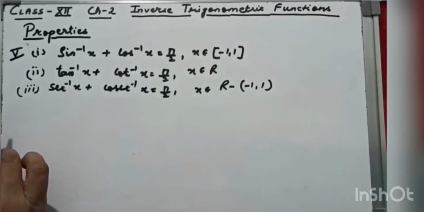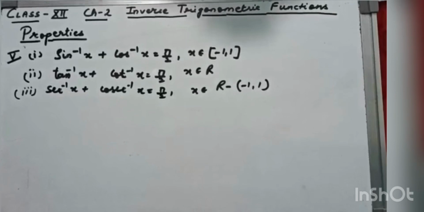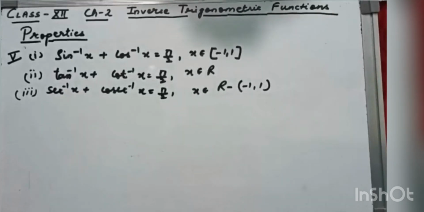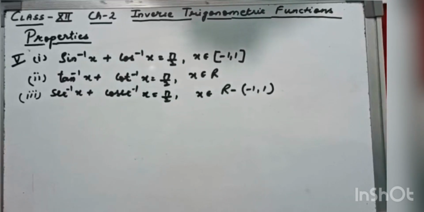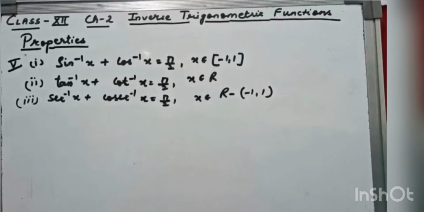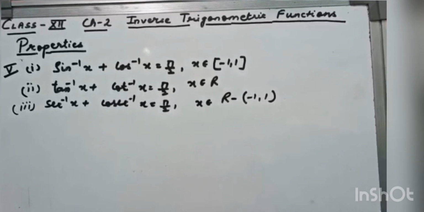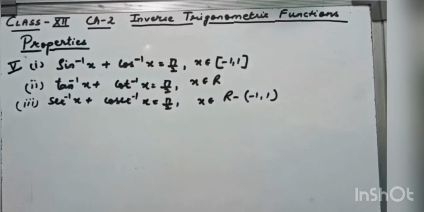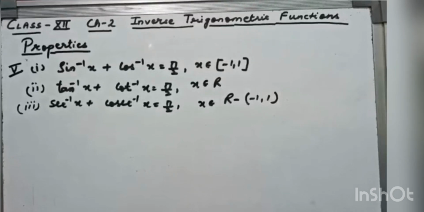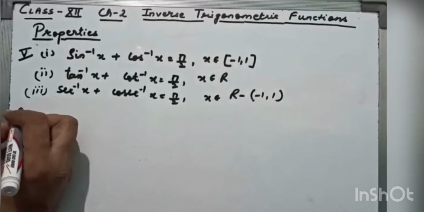Our next property is sin inverse x plus cos inverse x is equal to pi by 2, where x belongs to the closed interval minus 1 to 1. Second, tan inverse x plus cot inverse x is pi by 2, x belongs to R. Secant inverse x plus cosecant inverse x is pi by 2, x belongs to R minus the open interval minus 1 to 1. Now we prove the first result.